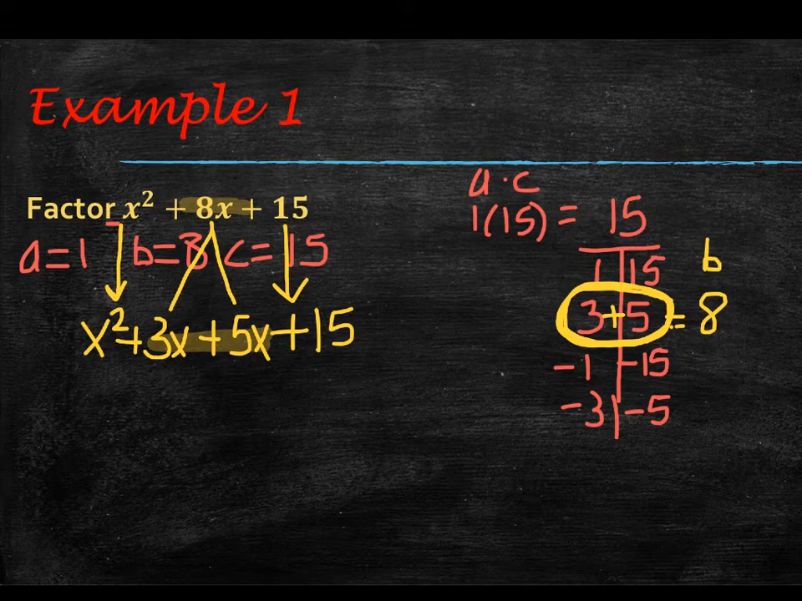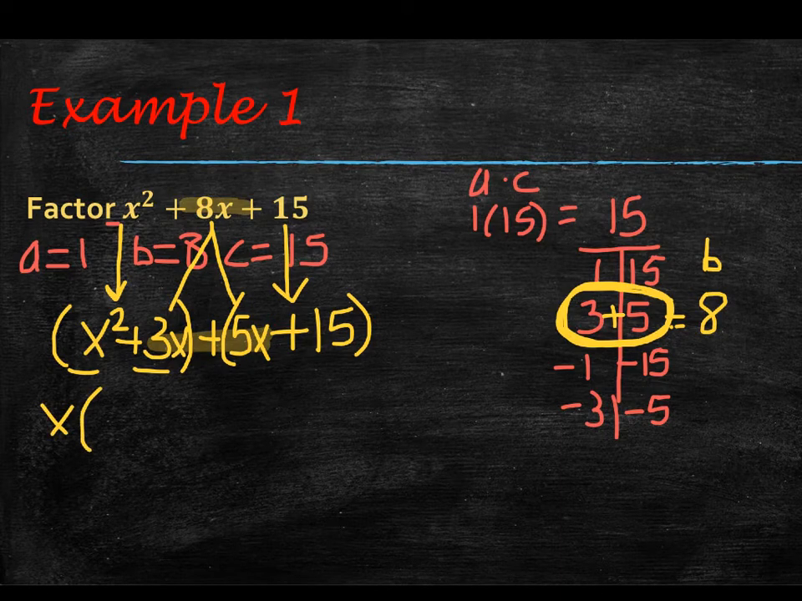Now at this point, we group our first two together and we group our second two together. And we're going to look at the GCF for each group. So when we look at x squared and 3x, we can divide out an x. So we put that on the outside. And now let's go ahead and divide each of these by x. X squared divided by x is x. 3x divided by x is 3.